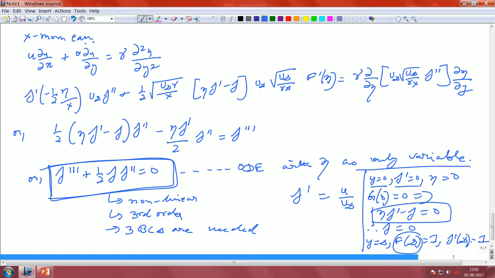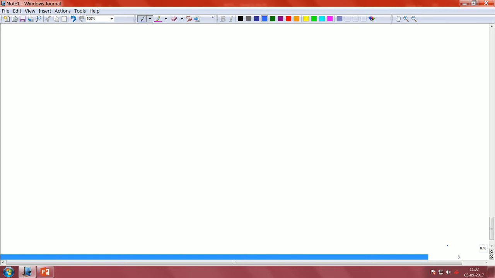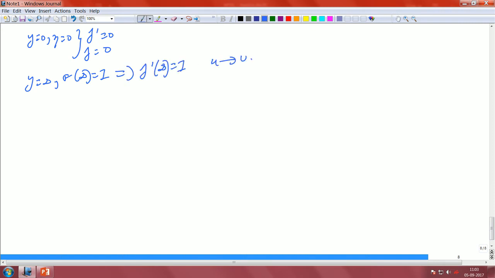Okay. So, basically let me compile it in a more cohesive fashion. Okay. So, y equal to 0, eta equal to 0 gives rise to f prime equal to 0 and f equal to 0. At y equal to infinity, okay, f infinity is equal to 1, which implies f prime infinity is equal to 1 because u approaches u infinity, right. Here of course, u becomes equal to 0 and v becomes equal to 0, right. So, these are the boundary conditions that we have, right.